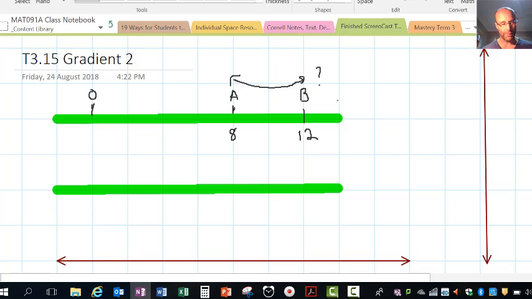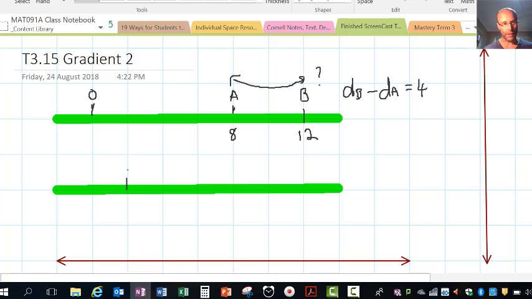Well, that's pretty easy, isn't it? You would go distance from 0 to B, minus the distance from 0 to A. And that would be 12 minus 8, which is 4 kilometers. That's easy. Let's look at another example here.